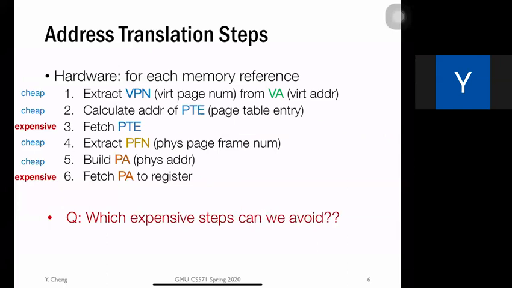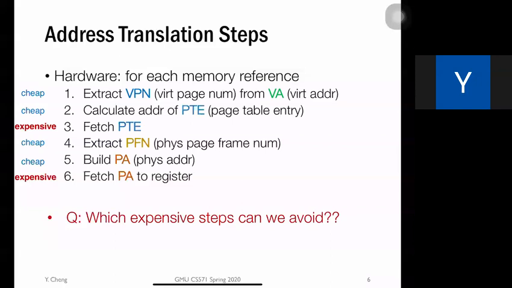So the next question that you might want to ask is, out of these two expensive steps, which step could be eliminated? We have step number 3, to fetch the content in order to perform the virtual address to physical address translation, which corresponds to a page table operation. And the second, step number 6, is to fetch the ultimate target data that you want from the physical memory and load it into the CPU.